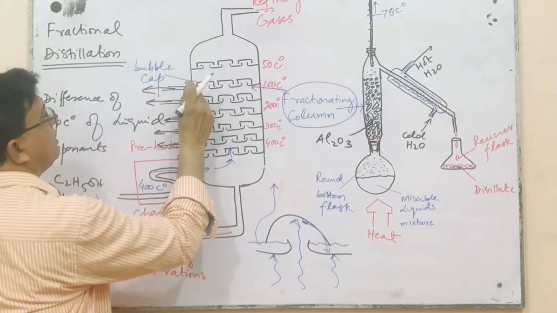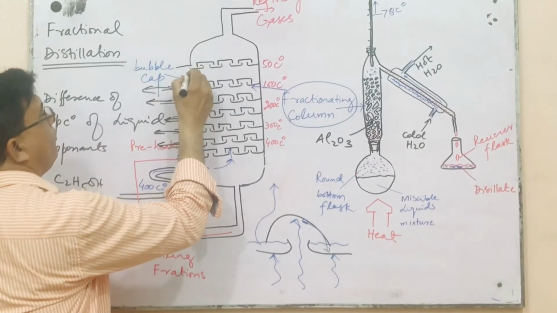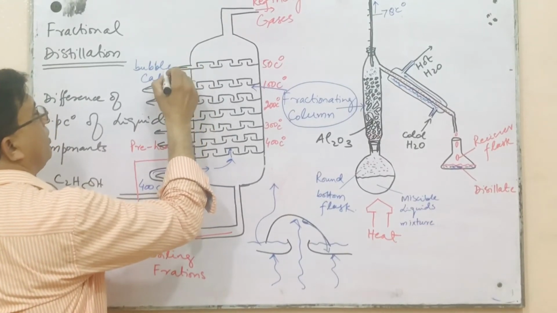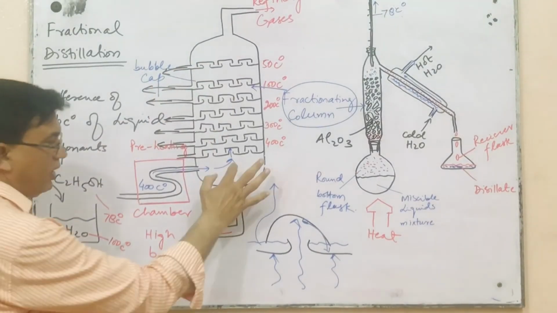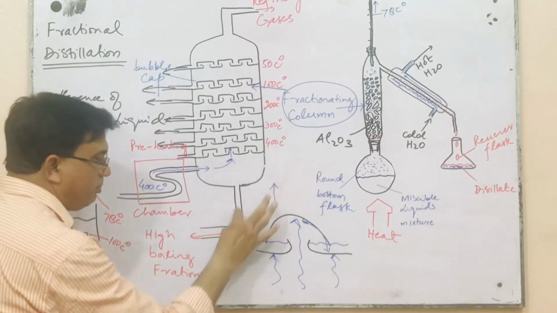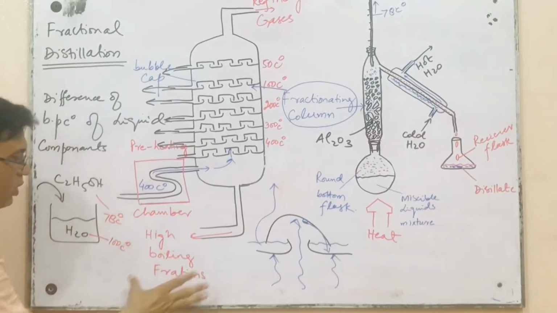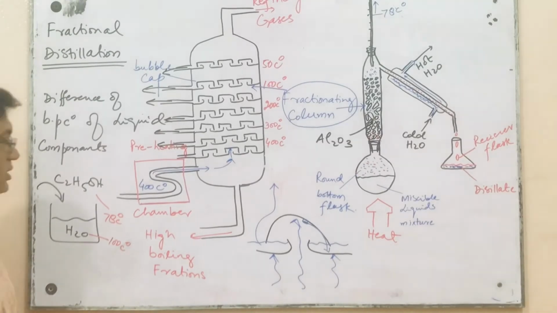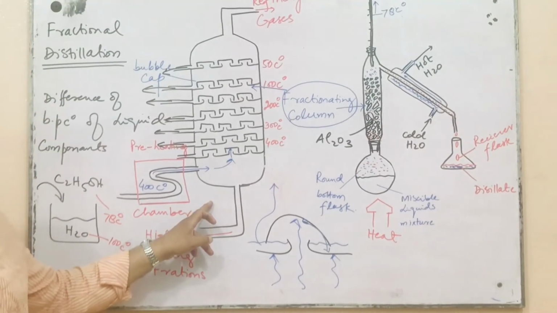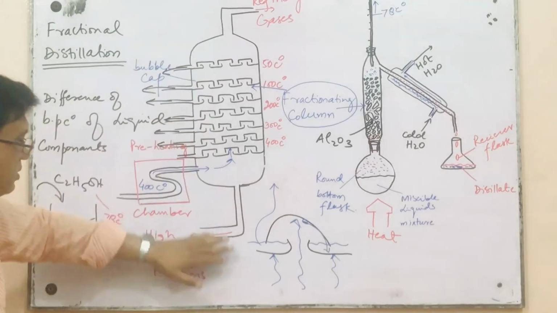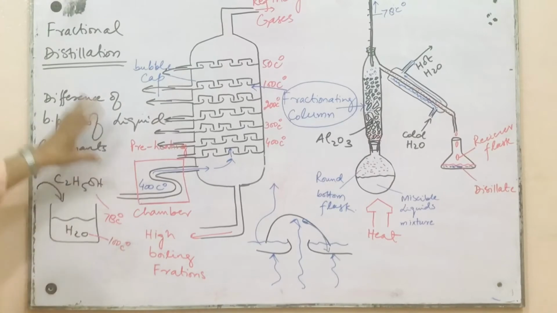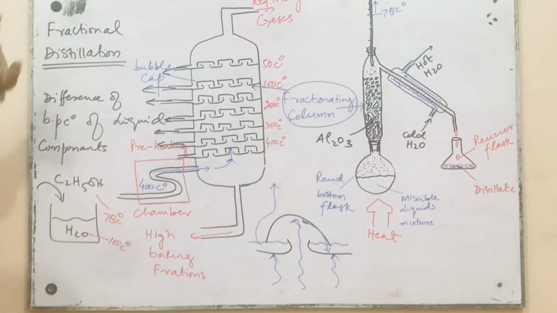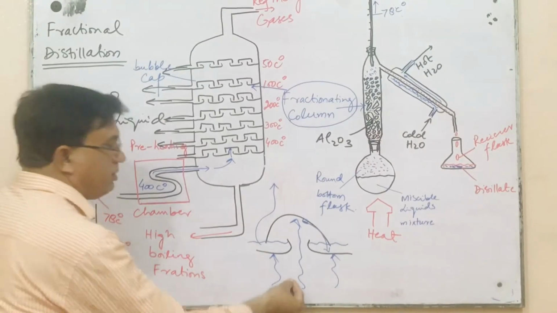Low boiling fraction will boil and will move to the top. Low boiling fraction will be at the top, and high boiling fraction will remain at the bottom and will come out as a residue from this fractionating column. Now, this is the basis for fractional distillation, on which fractional distillation operates, and this is how the bubble caps work.